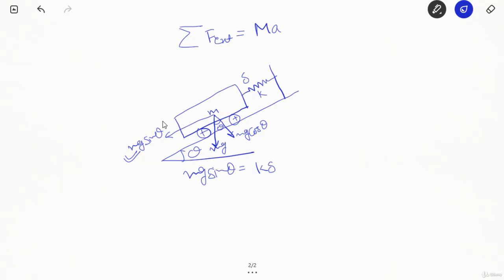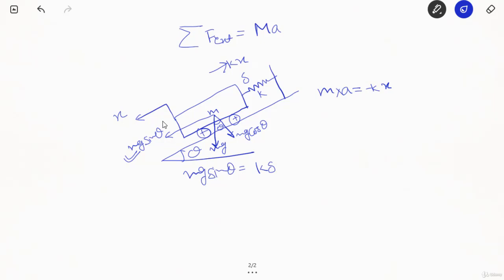Now, if this equilibrium position is disturbed, and we further give a displacement of x, right? Now only one force, which is restoring, will act in the opposite direction, which is kx, right? So by Newton's second law equation, mass into acceleration is equal to minus kx, right?